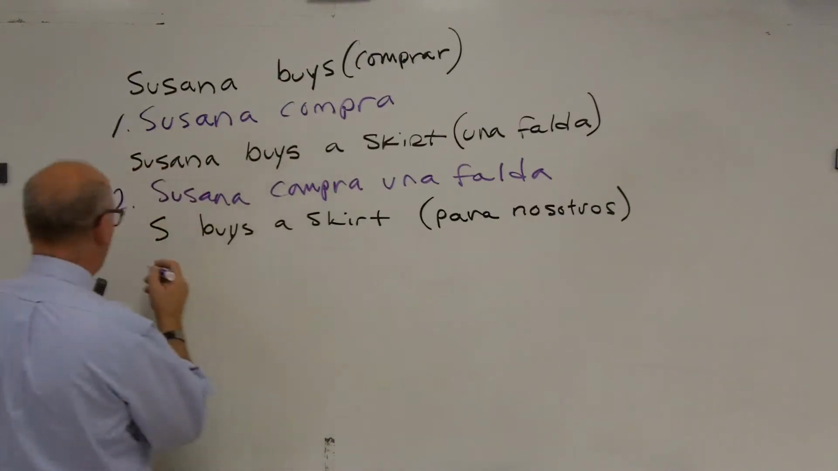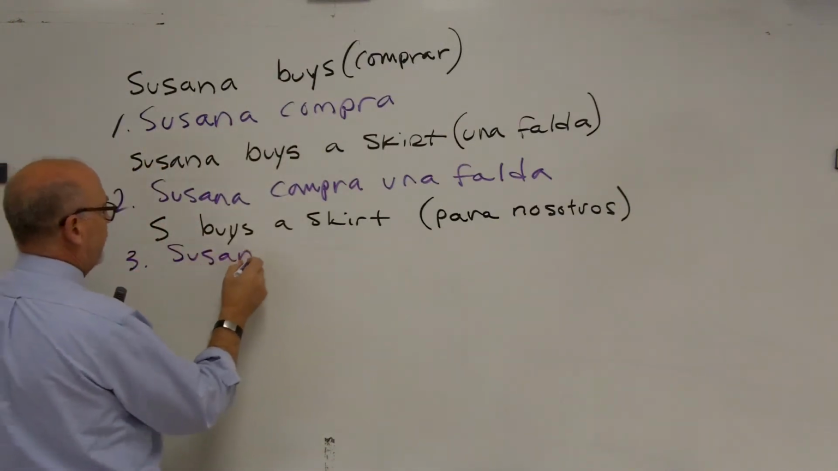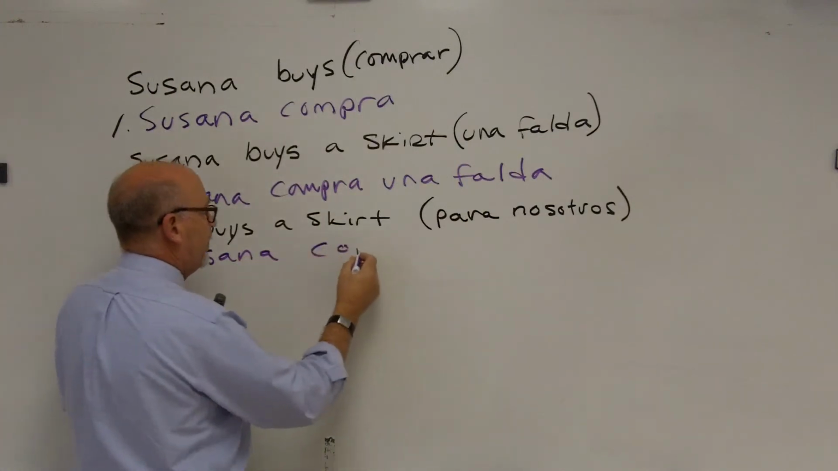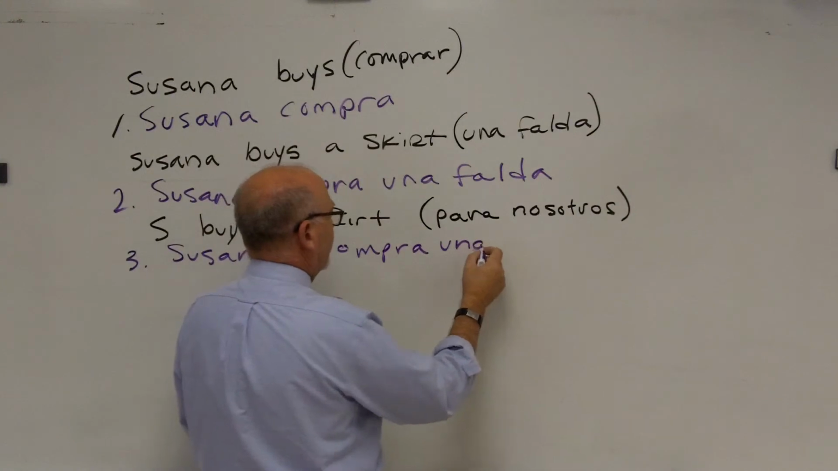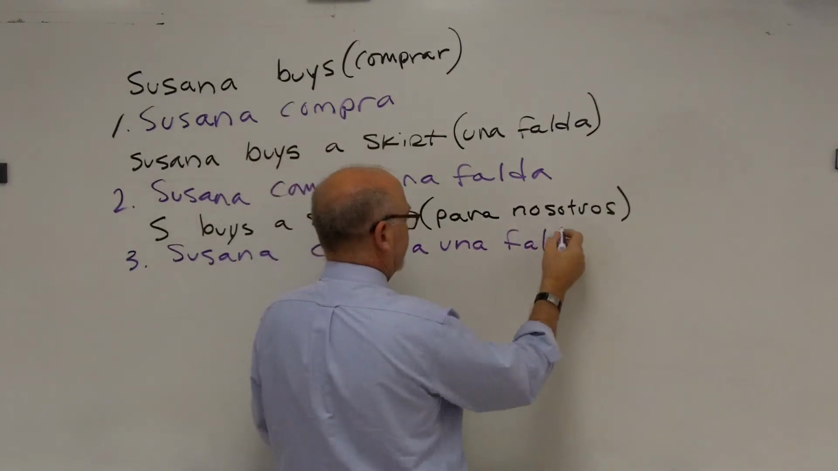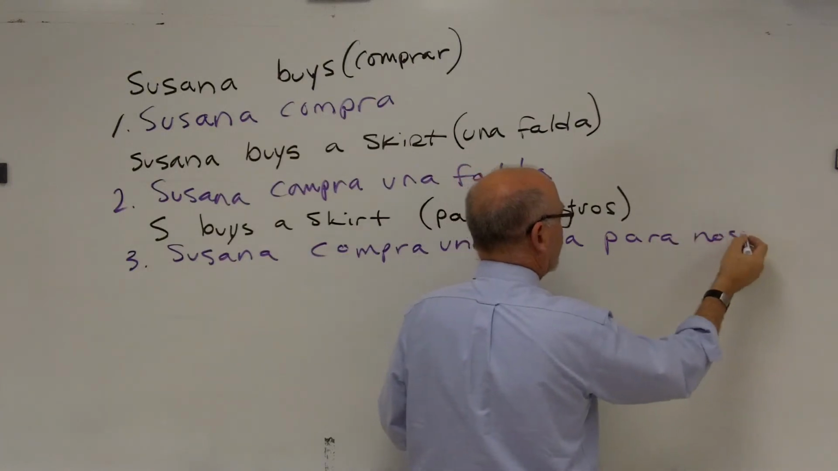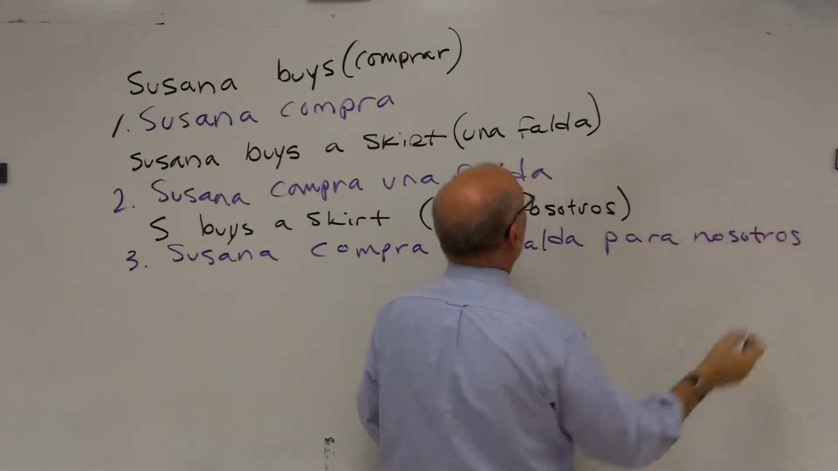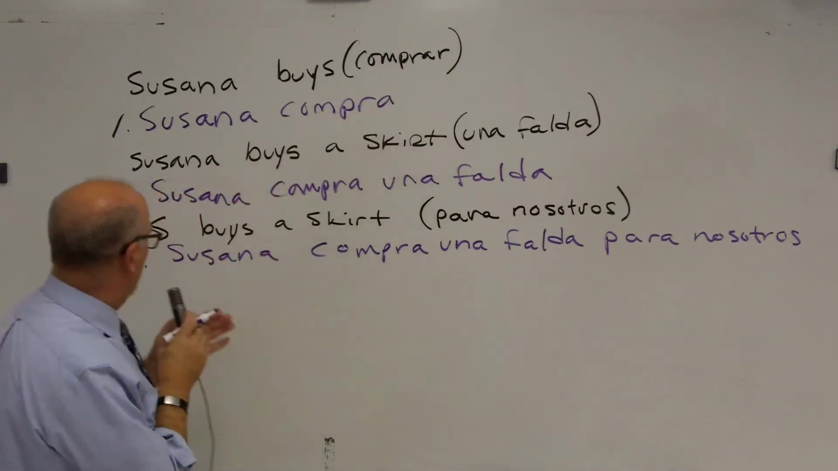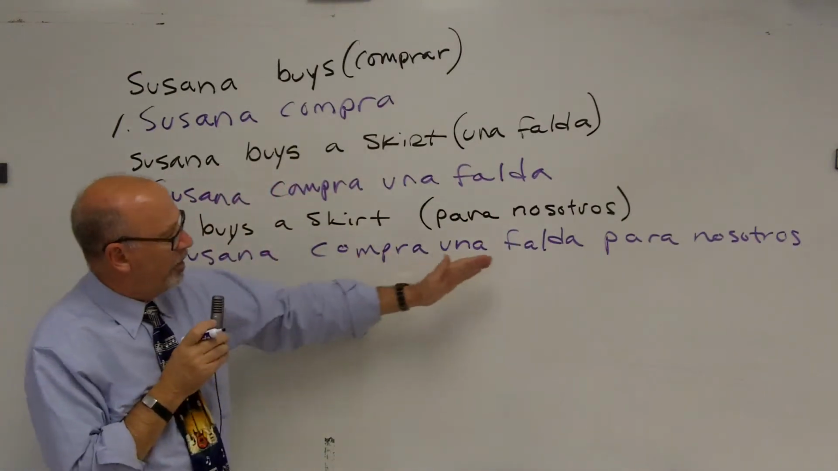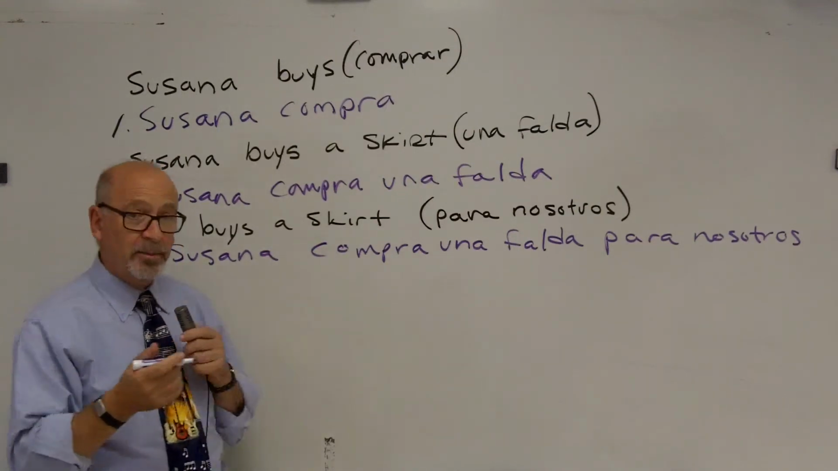Okay, you're back. Your number three is Susanna compra una falda para nosotros. All right, we're doing really well here. I think we're going to run out of board, but I'll erase it. Oh my gosh, we've got Susanna compra una falda para nosotros. That works perfectly. Let's keep expanding it, though.